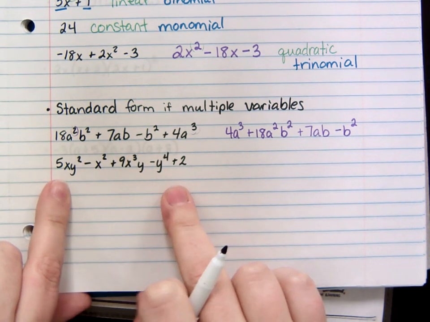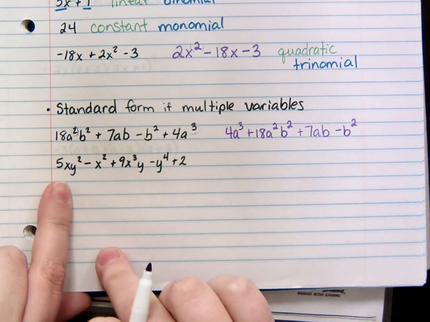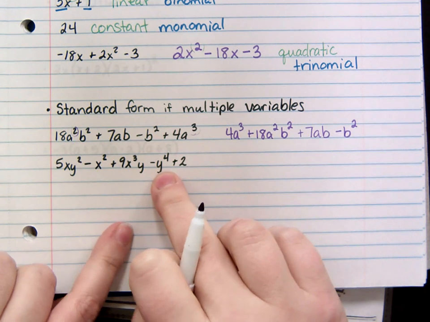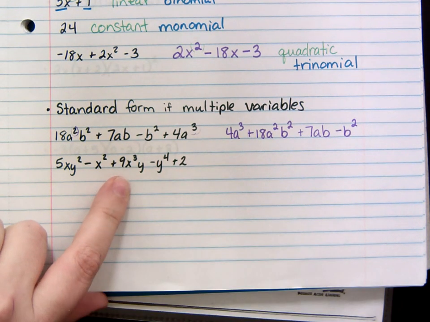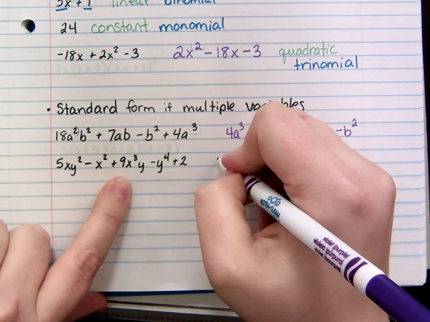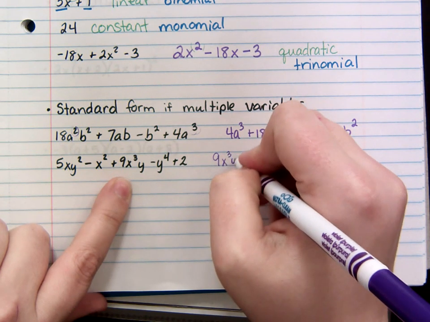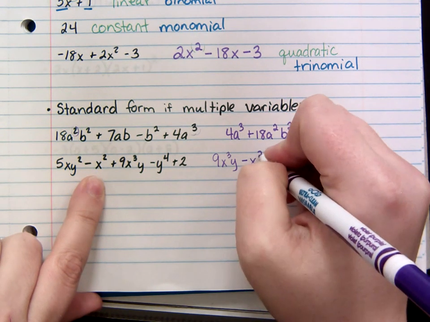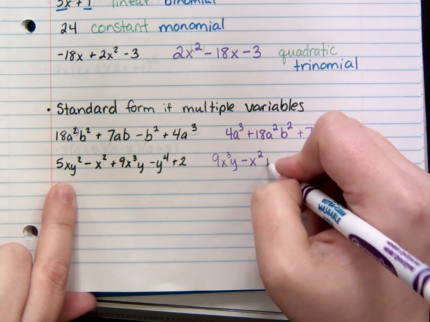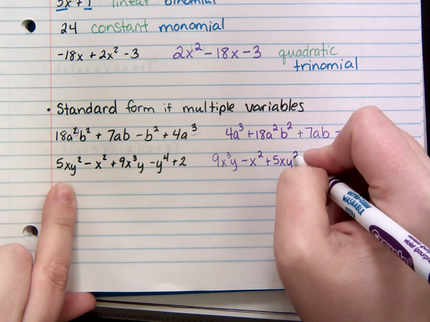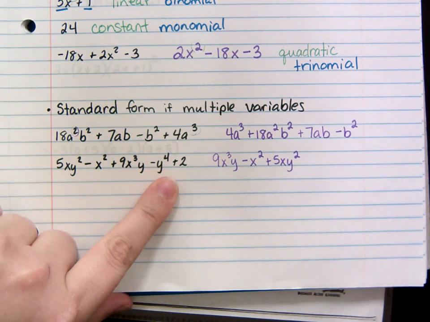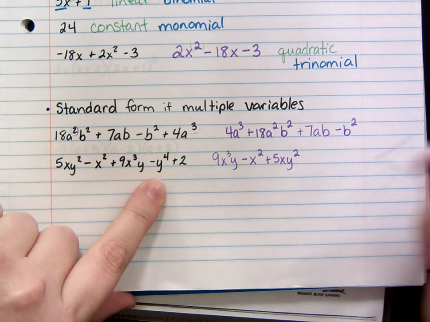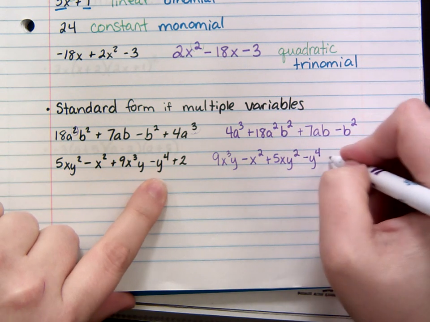Similar idea on this one. Again, x comes first in the alphabet, so you're going in descending order of your x variables. So the first term is not this y to the fourth, it's going to be the x cubed. So we start with 9x cubed y. Then we go to the x squared, then to the x. Now, there's two terms left over. One has a variable, one does not. You go with the one that does have a variable. So minus y to the fourth and 2.